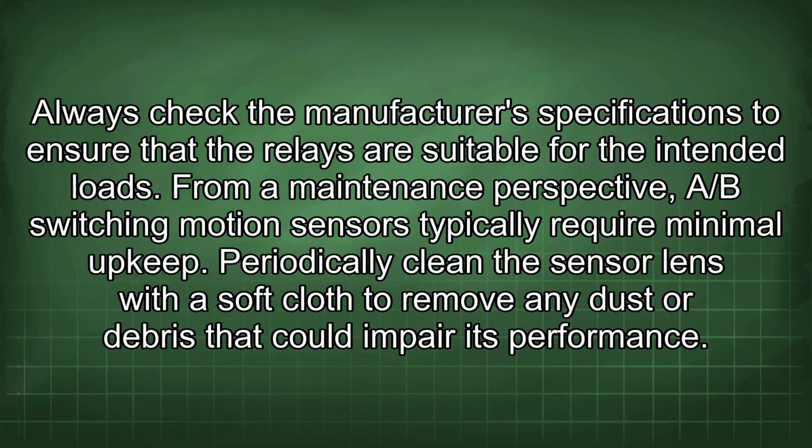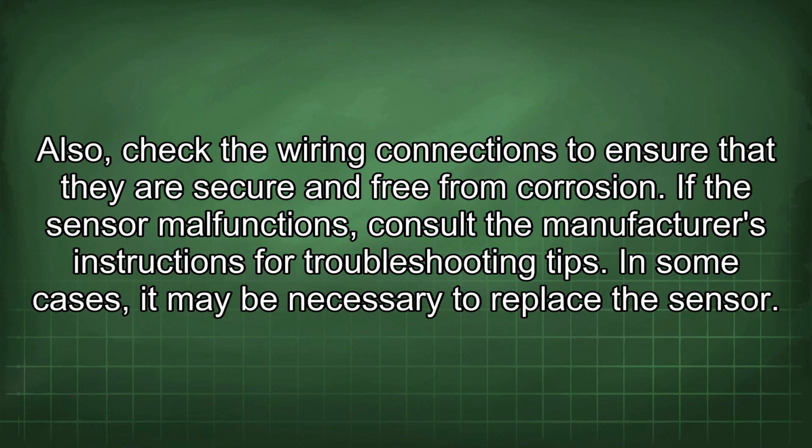From a maintenance perspective, A/B switching motion sensors typically require minimal upkeep. Periodically clean the sensor lens with a soft cloth to remove any dust or debris that could impair its performance. Also, check the wiring connections to ensure that they are secure and free from corrosion. If the sensor malfunctions, consult the manufacturer's instructions for troubleshooting tips. In some cases, it may be necessary to replace the sensor.